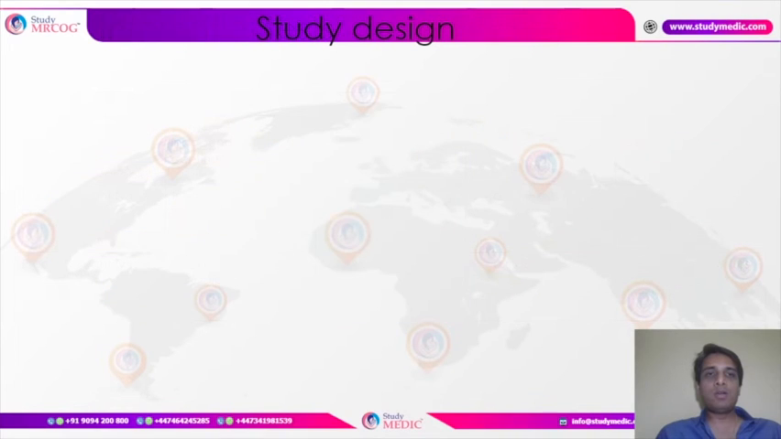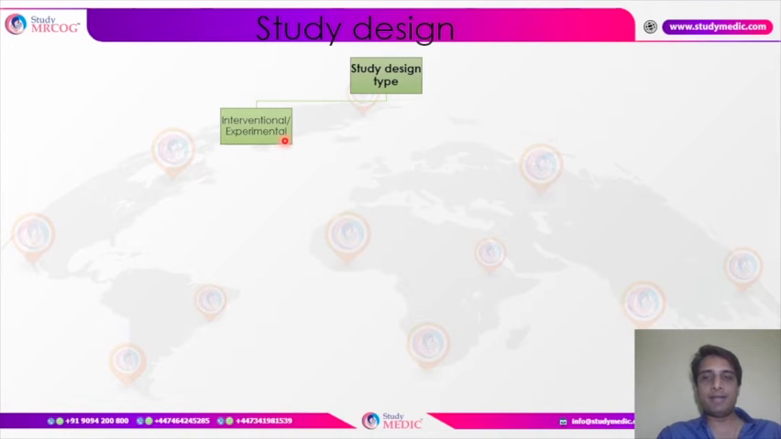Now, coming to study designs. Study designs are classified based on whether there is an intervention or not. If there is an intervention, it is an interventional or experimental study design. Intervention in the form of starting or stopping a treatment, counseling, training, whatever it is, to change the course of the outcome, then they are called interventional or experimental study designs.